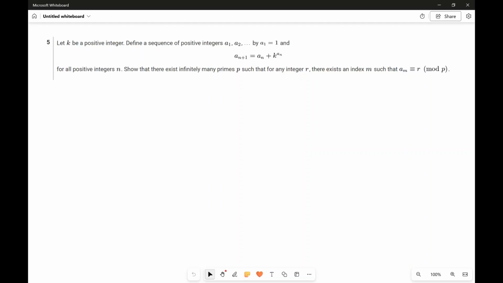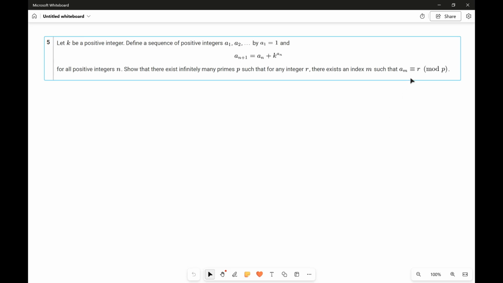Let k be a positive integer and define a sequence of positive integers a1, a2, and so on by a1 equals 1 and a_{n+1} is equal to a_n plus k to the power of a_n for all positive integers n. Show that there exist infinitely many primes p such that for any integer r, there exists an index m such that a_m is equivalent to r modulo p.